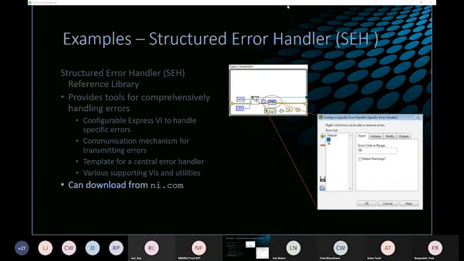And here's what that looks like in the code. You see in the red oval, that's showing the structured error handler VI. And in the lower right-hand corner of the screen is showing how you can configure that node. You can put in specific errors, and then there are tabs there for what actions you want to take. Do you want to notify some other parts of your code, and what output you want? So take a look at this. It's a pretty nicely featured piece of code that not many people know is available. So go to ni.com, search for structured error handler.